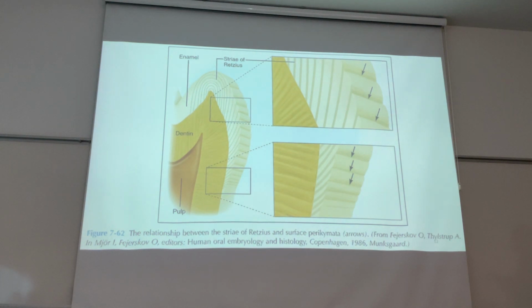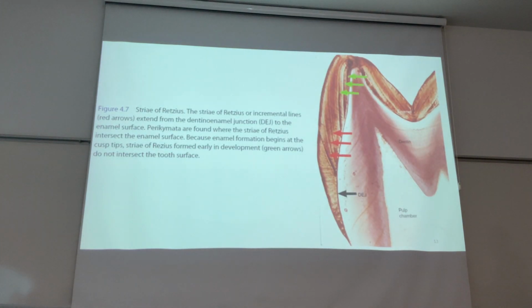These lines indicate the areas of lower mineralization than the other sides, okay? And because of these differences in the mineralization, we have striation lines in the surface of enamel, okay? Can you understand? Here again you can see striation lines in this part, and here again you can see the same structures.